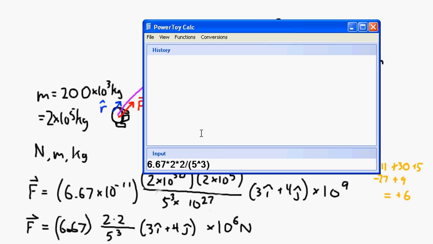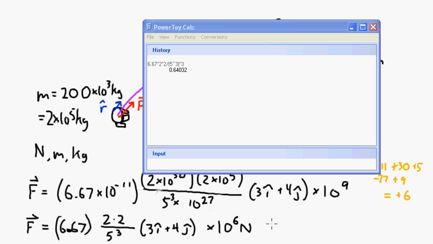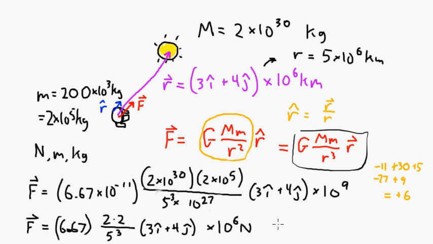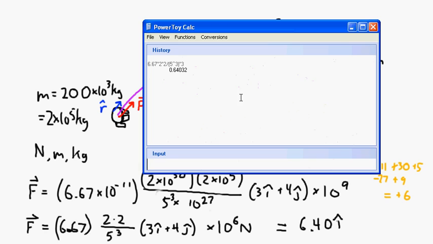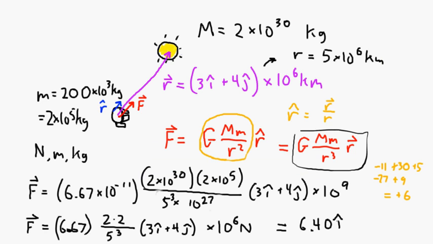So I'm just going to round to 6.40 i hat, and we have to remember that we're taking 1 away. Okay, and then the other one is going to be times 4, and that is going to equal 8.54 if we round, plus 8.54 j hat times 10 to the 5th newtons. So that's going to be the force on the Millennium Falcon.